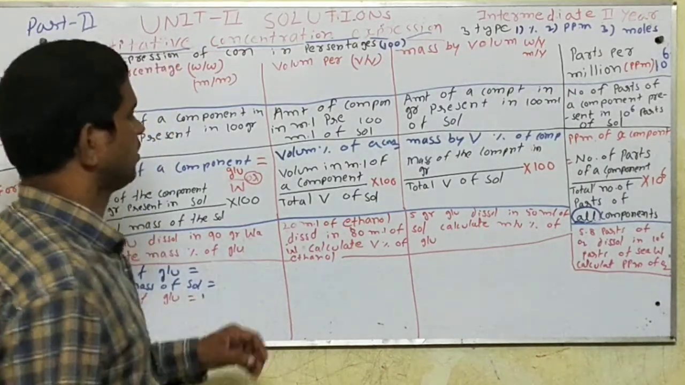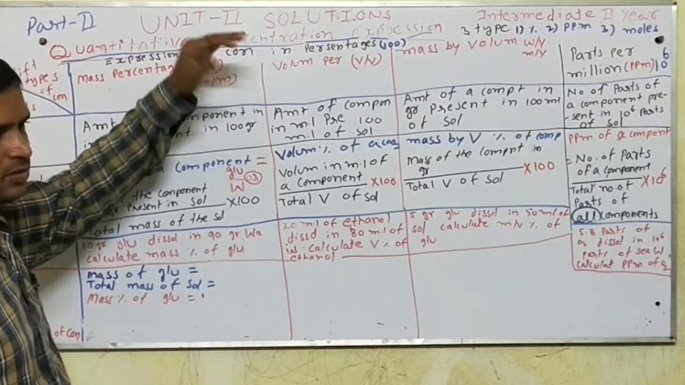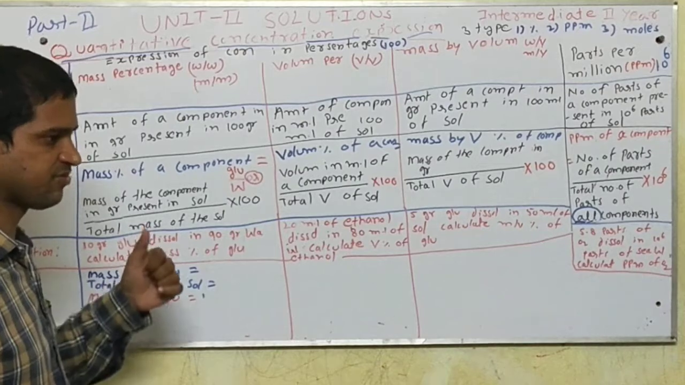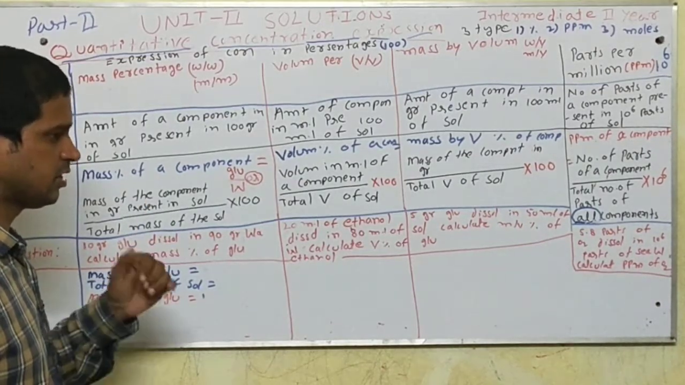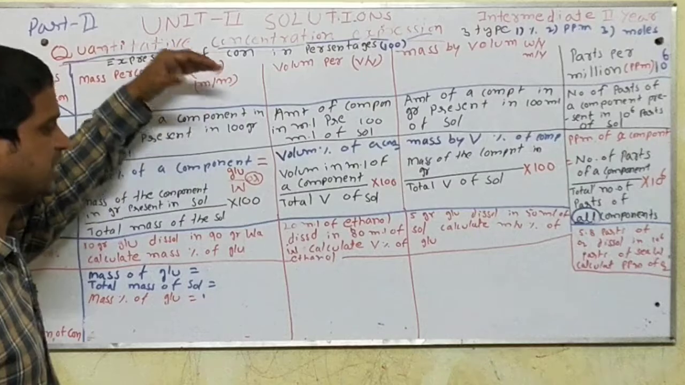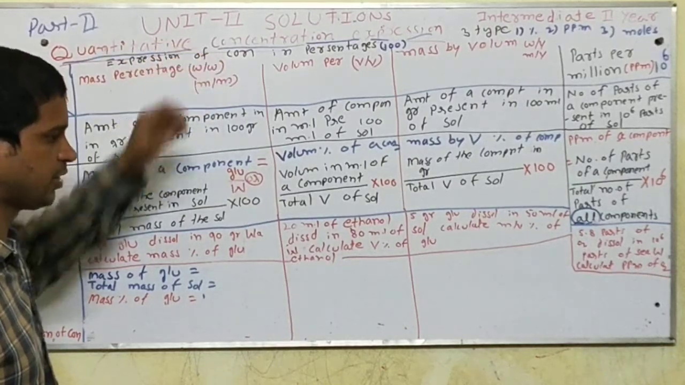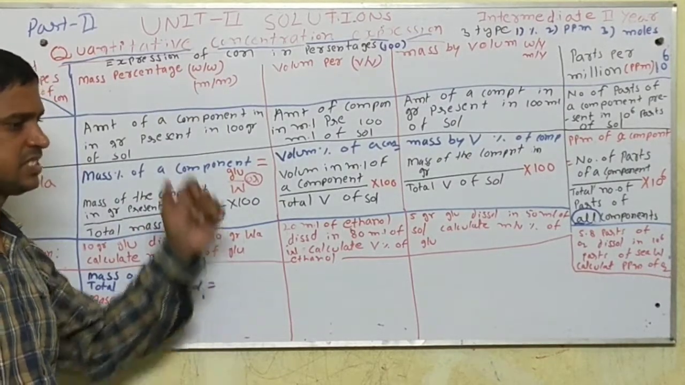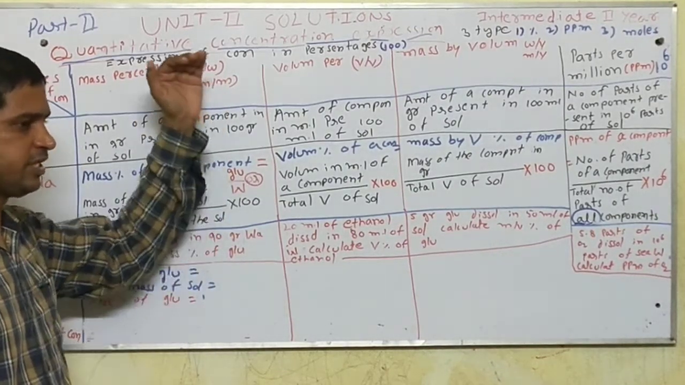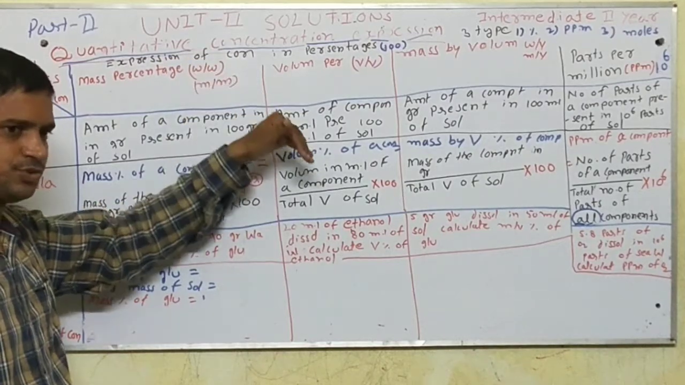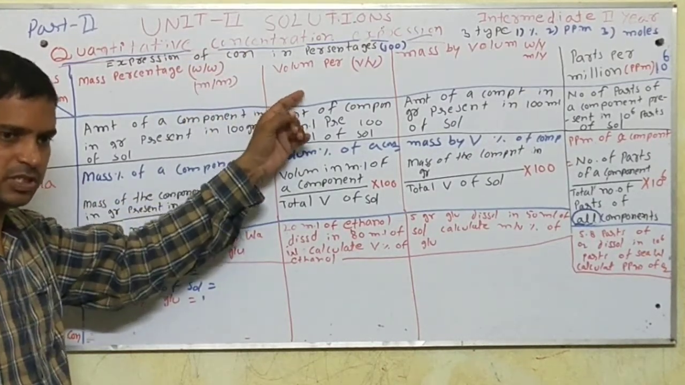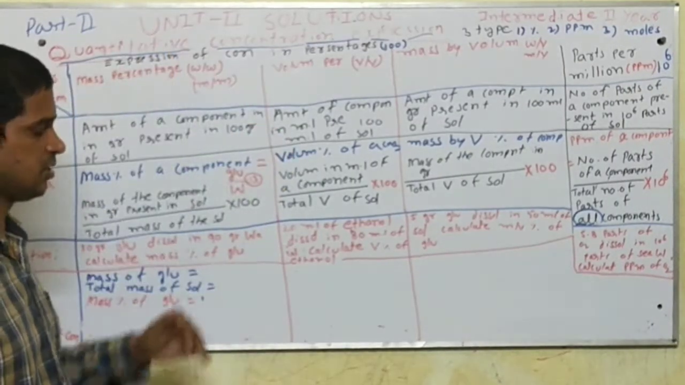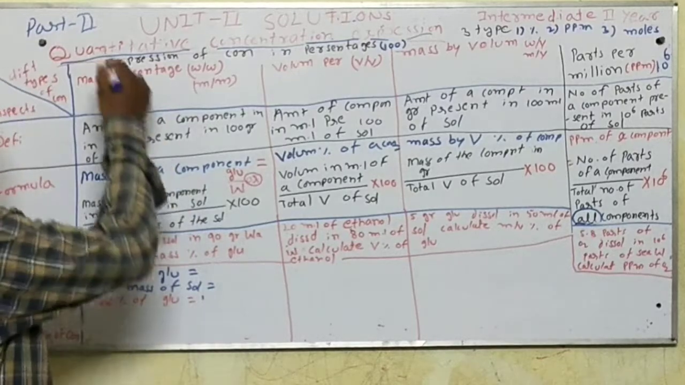Good morning. In the last class, I explained types of solutions, the definition of a solution, and expression of concentration. In that, we can express the concentration mainly in two ways: one is qualitatively, and the second is quantitatively. Qualitatively, we have two types of solutions: dilute solutions and concentrated solutions. It was explained in the last class. Today I am going to explain the second part of these solutions.